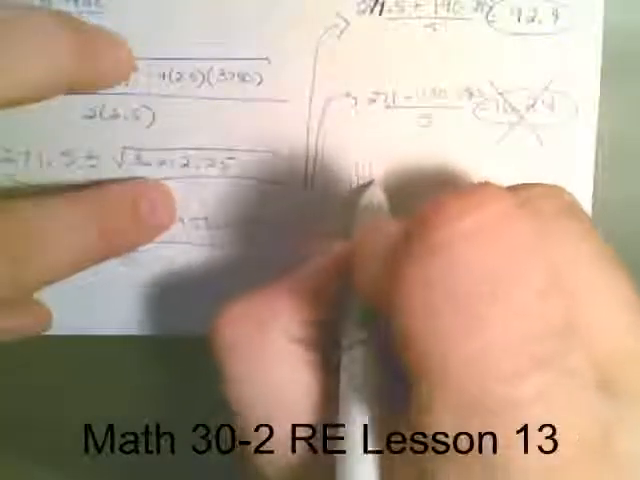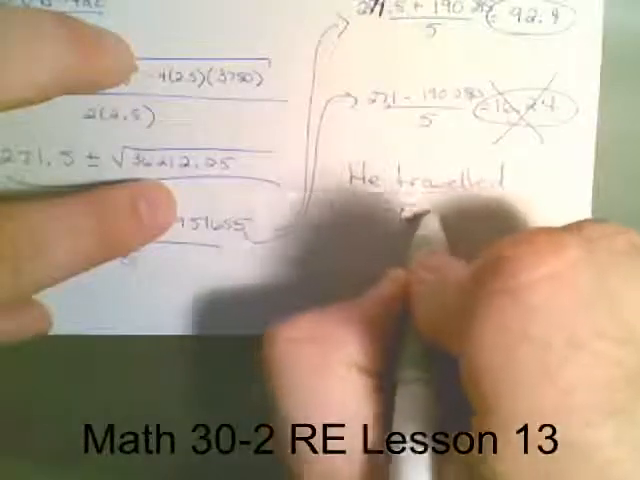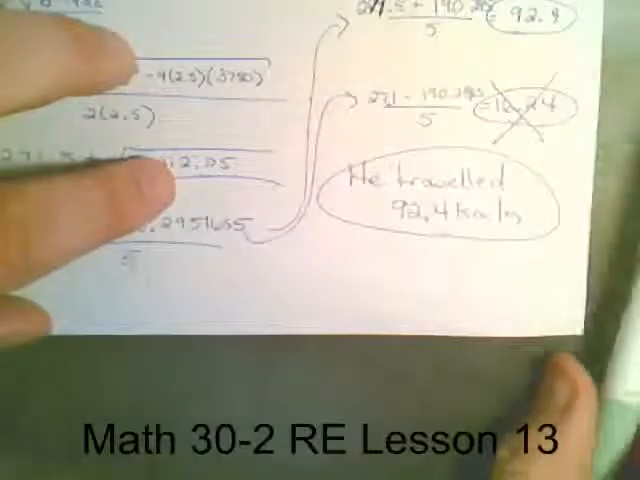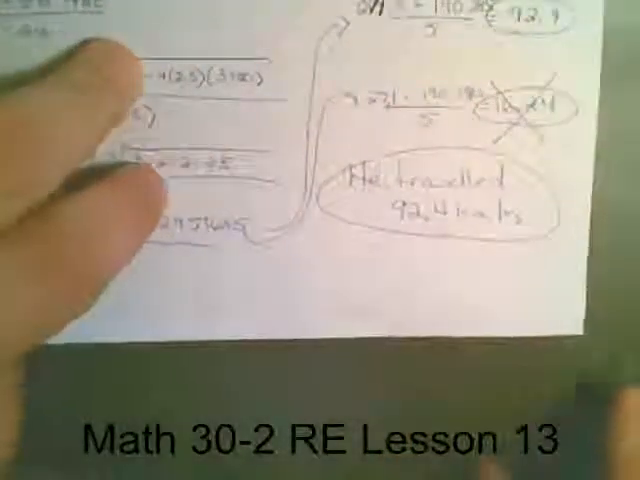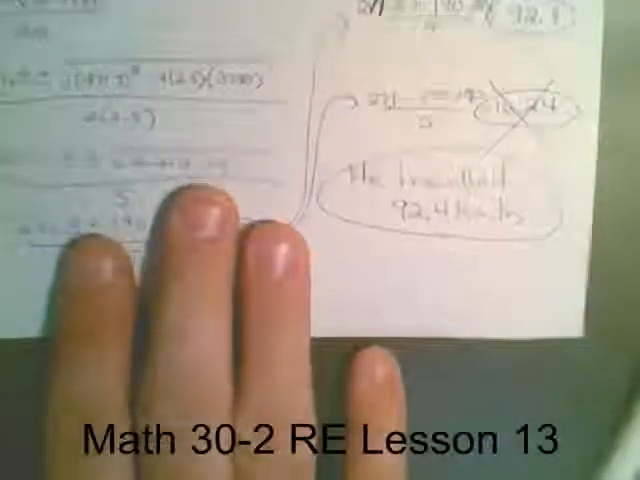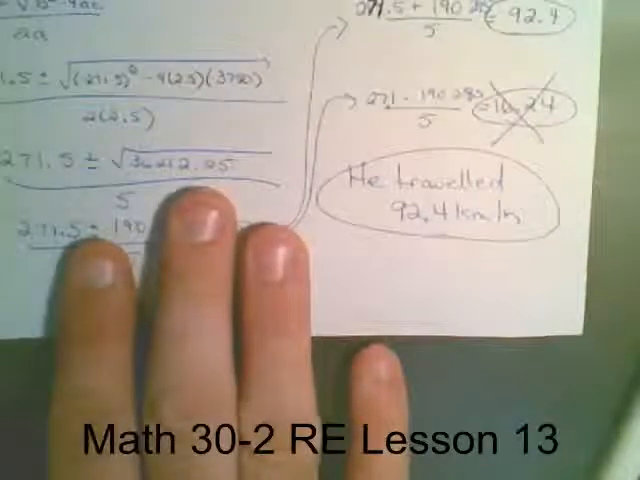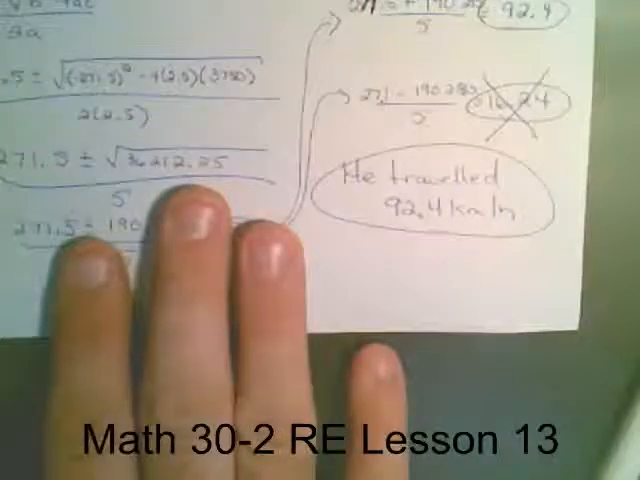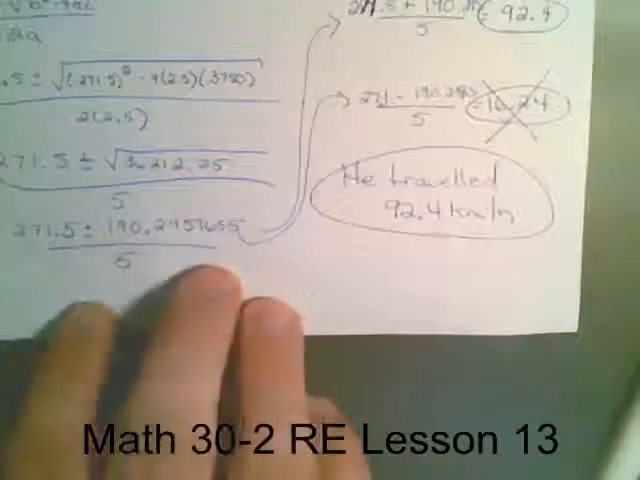Now, only one makes sense. If x is 92, then this speed makes sense. If x is 16, then 16 minus 25 means he's going a negative speed here. That doesn't make any sense. So because of that, this one is rejected, because I know it has to be bigger than 25. So he traveled 92.4 kilometers per hour. Because I know that one doesn't make any sense.